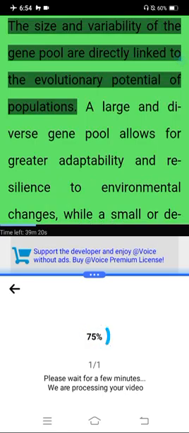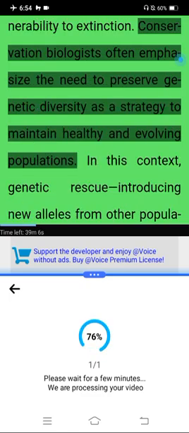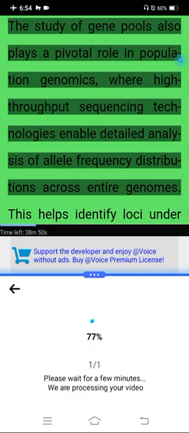The size and variability of the gene pool are directly linked to the evolutionary potential of populations. A large and diverse gene pool allows for greater adaptability and resilience to environmental changes, while a smaller, depleted gene pool increases vulnerability to extinction. Conservation biologists often emphasize the need to preserve genetic diversity as a strategy to maintain healthy and evolving populations. In this context, genetic rescue, introducing new alleles from other populations to enrich a shrinking gene pool, is employed to reverse the effects of inbreeding depression.